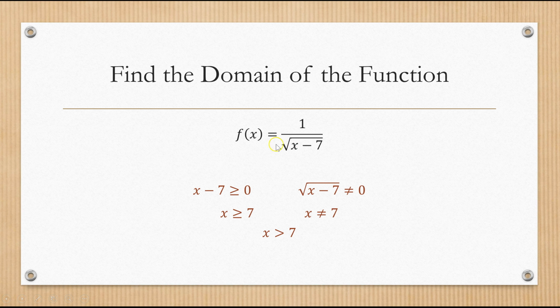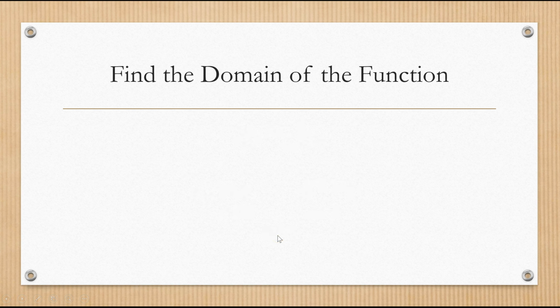Okay, if the square root of x minus 7 were in the numerator, then it would be no problem. But because it's in the denominator, I have to eliminate 7 as well. So this domain is actually very similar to a lot of square root domains we've seen, but just slightly different at the same time.